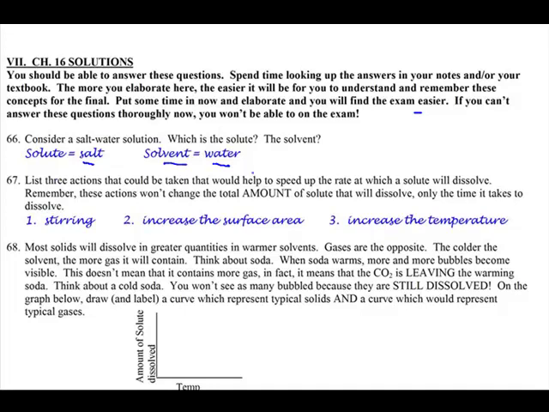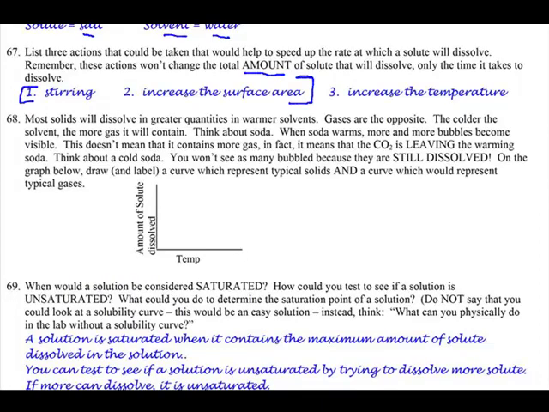Alright, let's list 3 actions that can be taken that would help speed up the rate. This doesn't mean you're going to get more dissolved. It just means you're going to get whatever you're going to get dissolved faster. So we could stir it, get it to dissolve faster. We could chop it up into smaller pieces and increase the surface area, and we can get it to dissolve faster. And finally, we could also increase the temperature, and that would make it dissolve faster. These two, 1 and 2, are not going to change the amount we get dissolved. 3 will, obviously. But 1 and 2 just speed up the process of actually dissolving it.